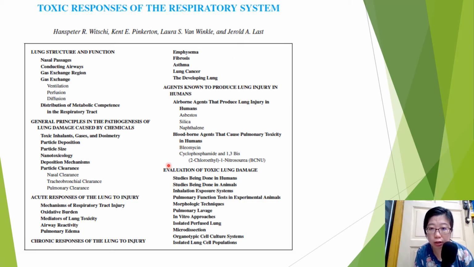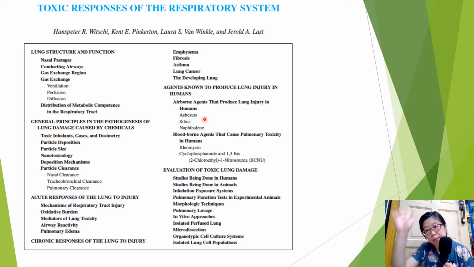So there are some agents that we know produce lung injury. These are the examples, and some of them are things like asbestos, which previously was used in ceilings, but now obviously we know that it can cause long-term toxic effects to the lungs, so it's not used anymore unless in really old buildings that have not been replaced, right? And there's also some evaluation later on.